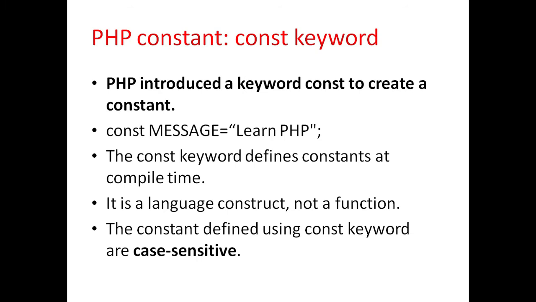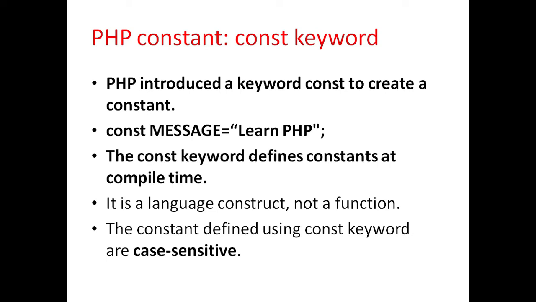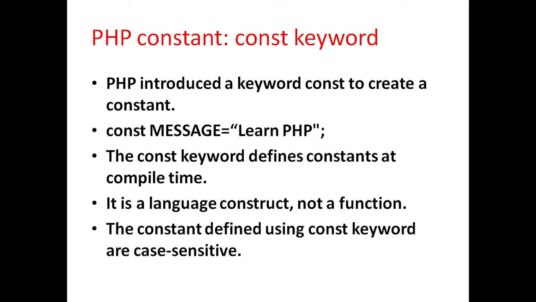The second method is defining a PHP constant with the const keyword. PHP introduced a keyword const to create a constant. It can be defined with const, the constant name, and the value assigned to that constant. The const keyword defines the constants at compile time. It is a language construct and not a function. Constants defined using the const keyword are case sensitive.